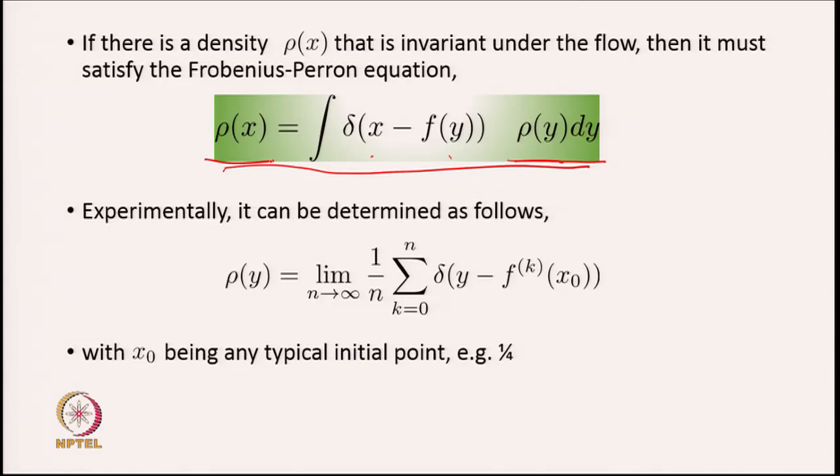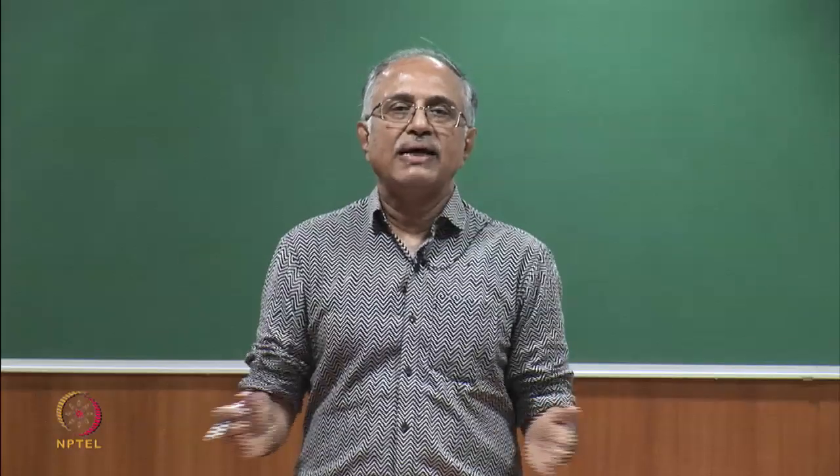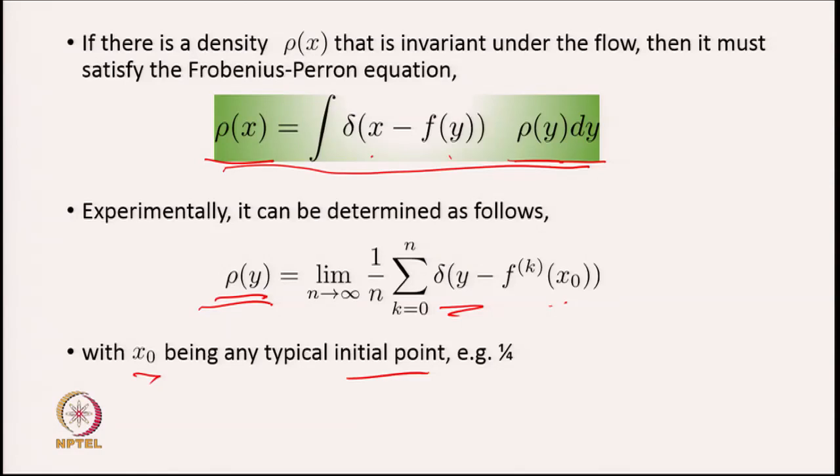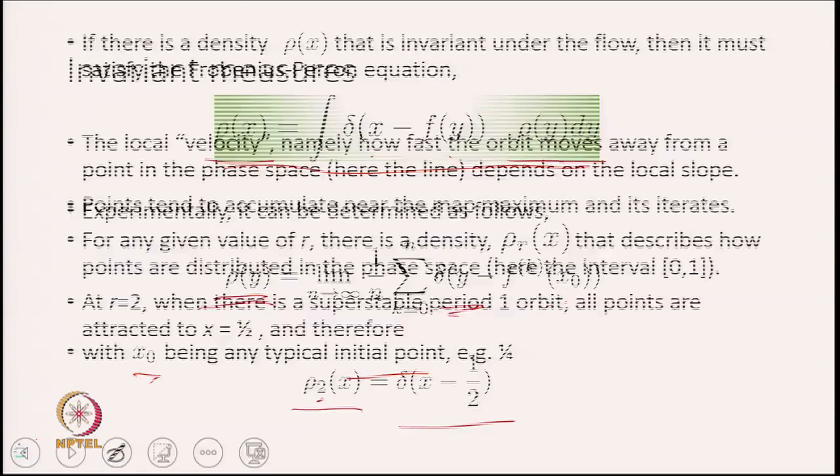To determine this density experimentally is not very difficult. Again, starting with some typical initial point x naught, if you just keep iterating this initial point, discarding transients, and then looking at where they land up on the interval, that gives you rho of y.